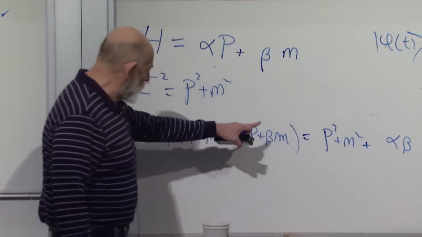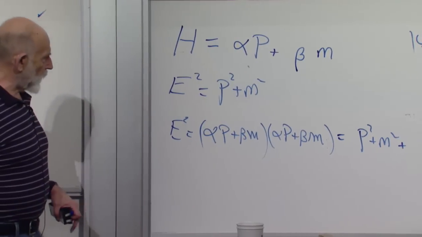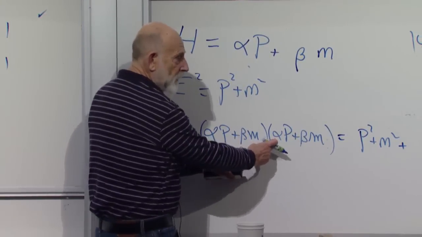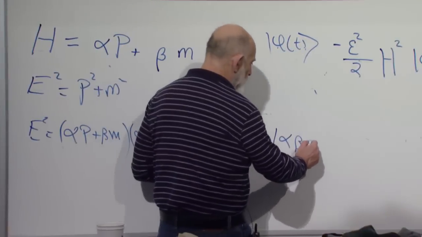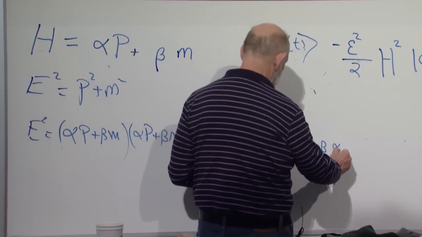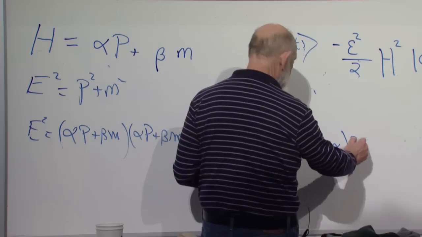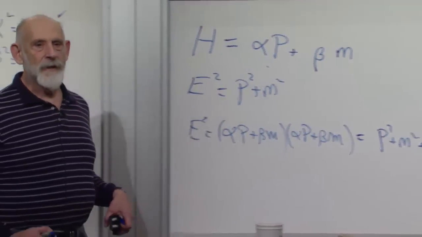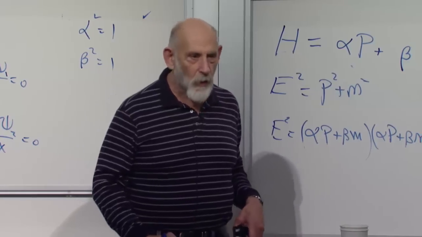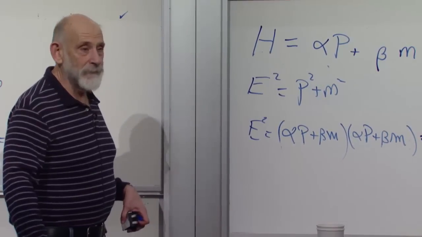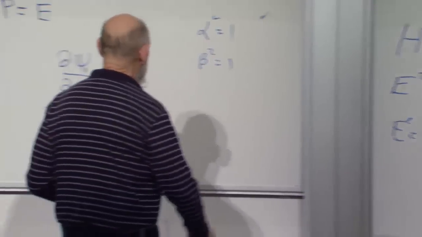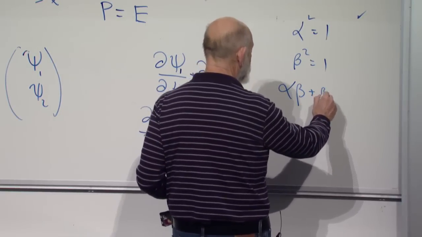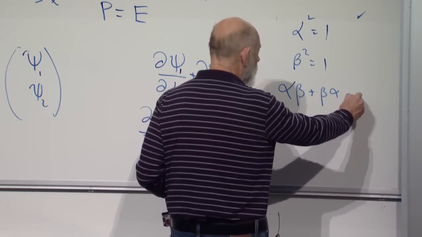It's a product of p with m. And it's got one term which has alpha beta and another term which has beta alpha. So it has alpha beta plus beta alpha times pm. We don't want that term. That term is something we don't want. So they should anti-commute. So we want that alpha beta plus beta alpha is equal to 0.